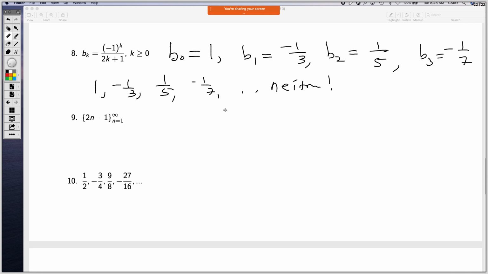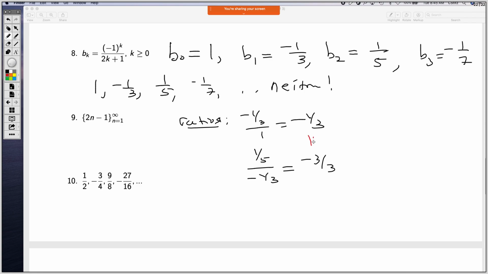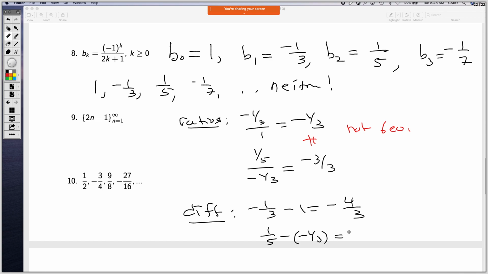All right, so if you try to take ratios, negative 1/3 over 1 is negative 1/3. But 1/5 over negative 1/3, that's negative 3/5. So these don't match, so it's not geometric. And if we take differences, minus 1/3 minus 1 is negative 4/3. 1/5 minus negative 1/3 would be a fifth plus a third, which is not negative 4/3. So it's not arithmetic.